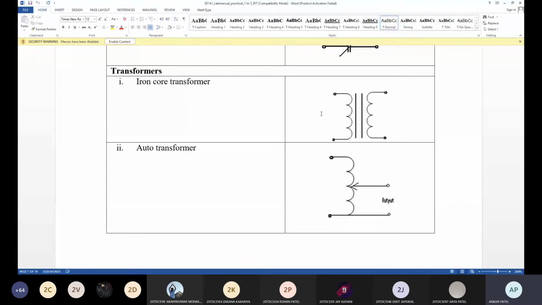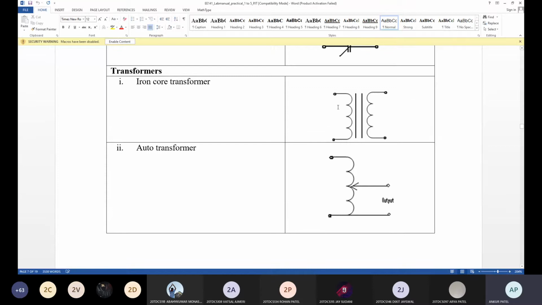I want to step up the voltage, then what I have to do? Increase the number of turns. The number of turns we have to increase in the secondary. On which side? Right side. Which coil is that called? Coil 2. Primary? No, secondary. This is primary and this is secondary on the right hand side. Right hand side secondary, left hand side primary.